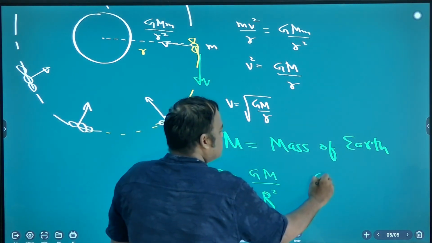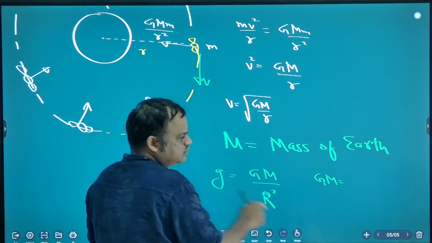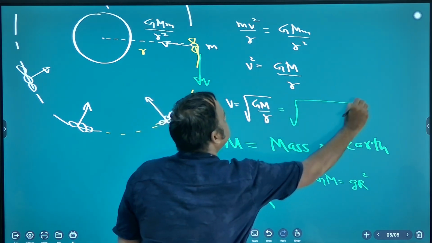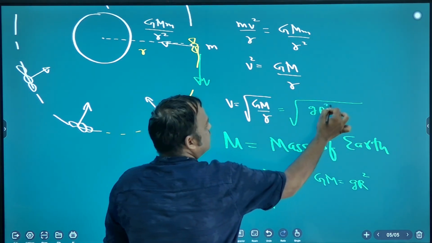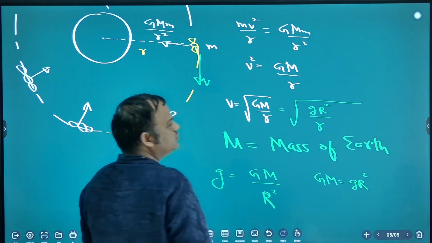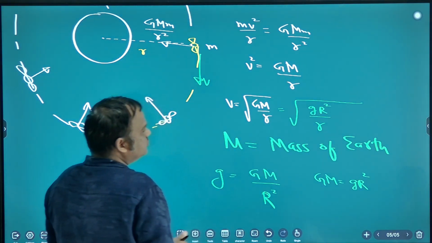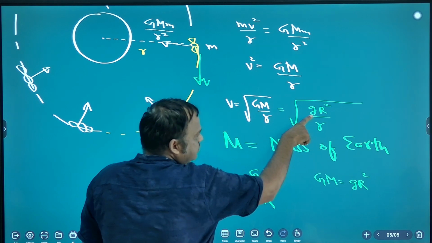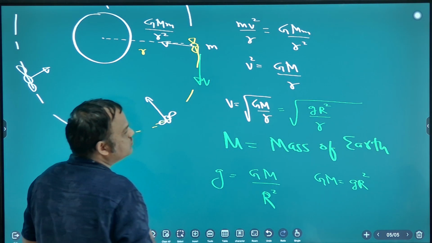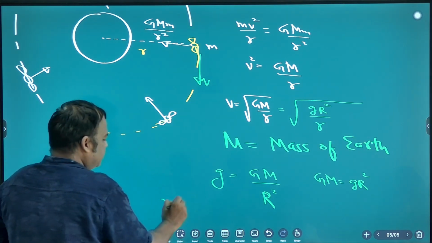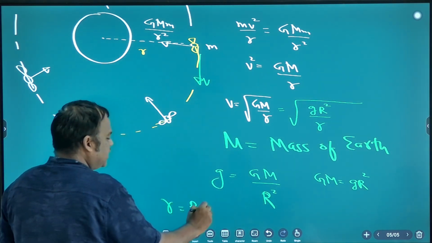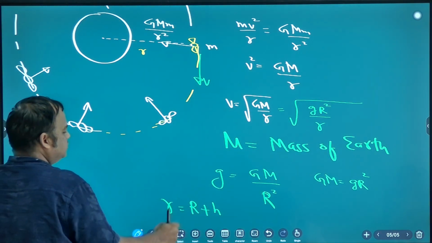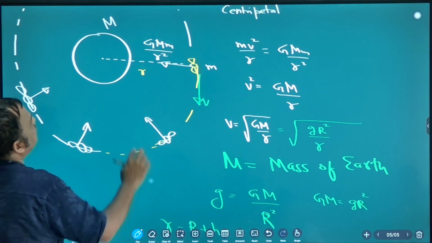Very good. So G capital M can be written as g R square. Put this here. What do you get? G R square by r. Both formulas you remember. This one is in terms of capital G, and this one is in terms of small g. And r you can write as capital R plus H. In the diagram also you mentioned.